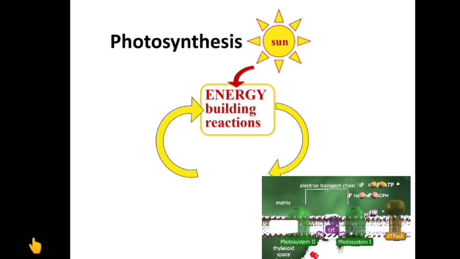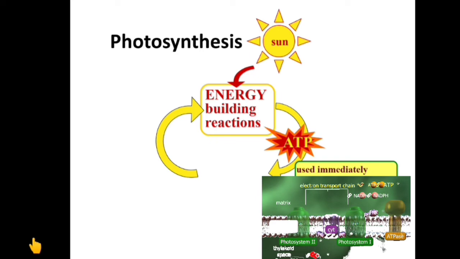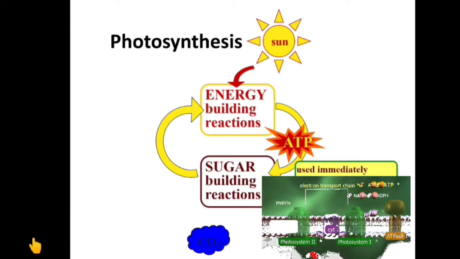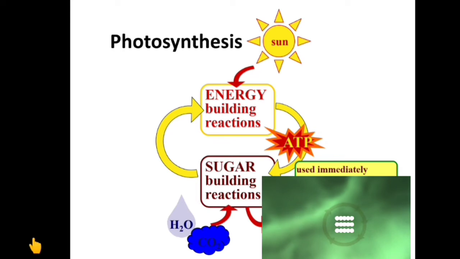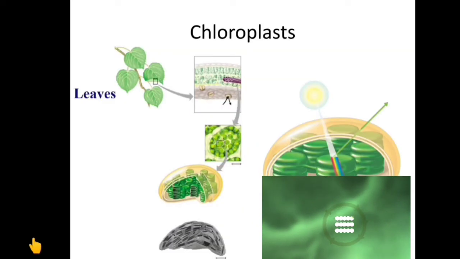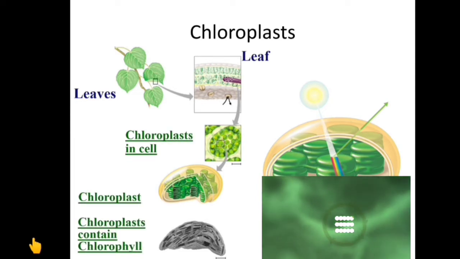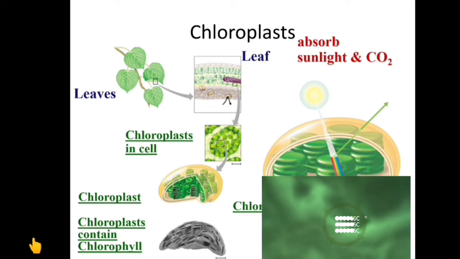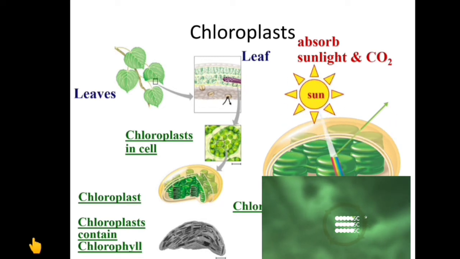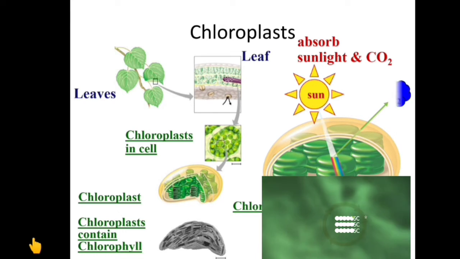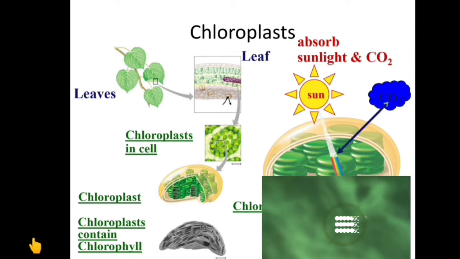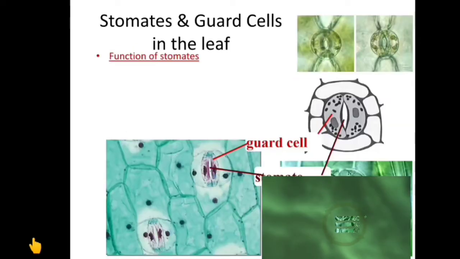So here you can see photosynthesis. There are energy building reactions and sugar building reactions. Here the chloroplast contains chlorophyll, and it absorbs sunlight and carbon dioxide and makes energy and sugar.